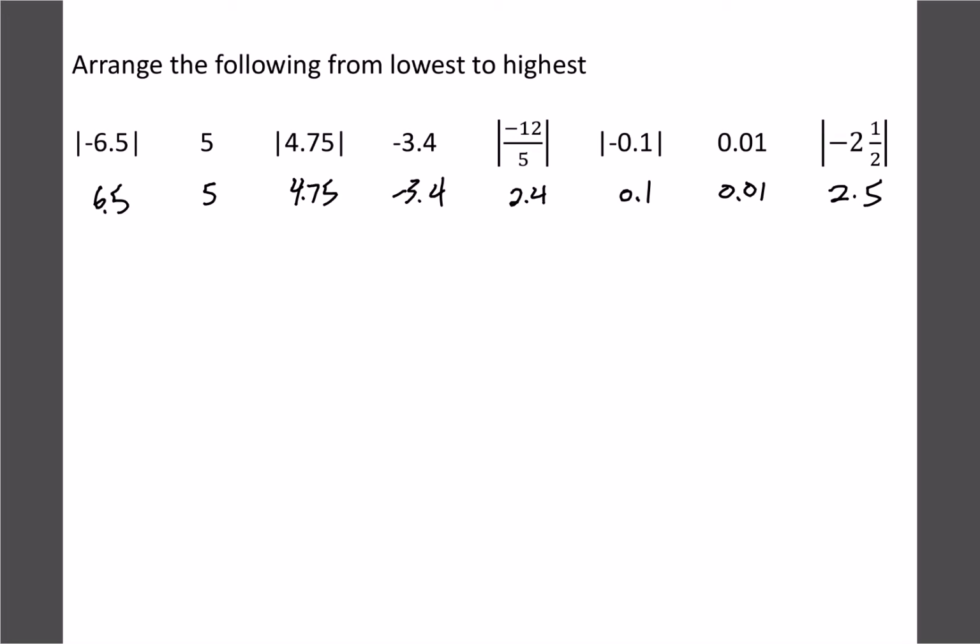Once we have them all as regular decimals, now we can put them from lowest to highest. Our lowest one would be the negative. Our second lowest would be this decimal, then the other decimal. Then we get 2.4.